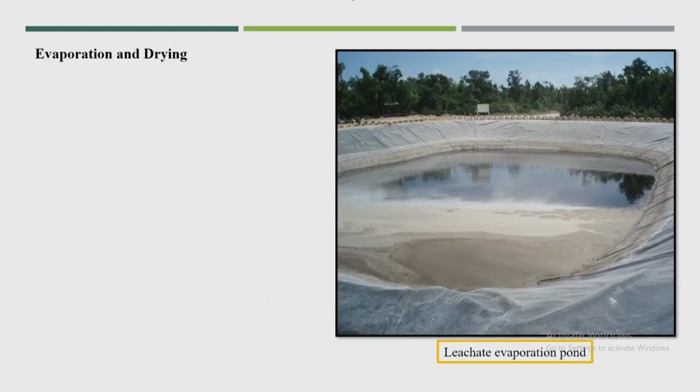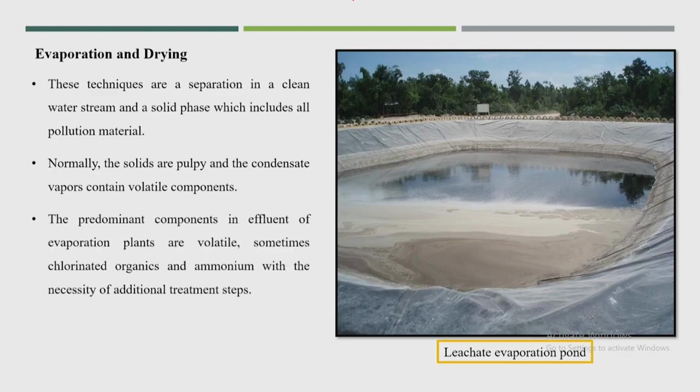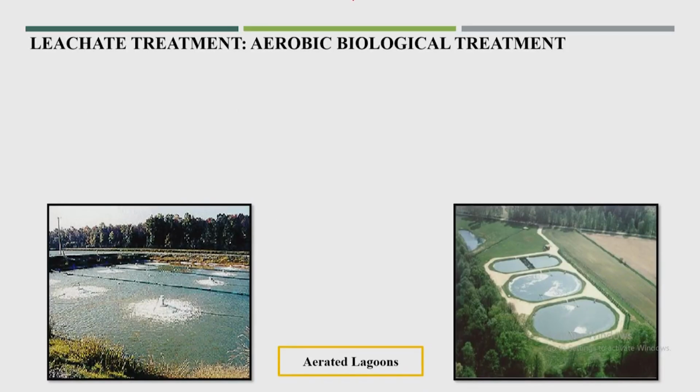Now, one more technology could be evaporation and drying. These techniques separate the clean water stream and the solid phase, which includes all the pollution material. So, you allow the entire leachate to evaporate and dry. And a very common treatment process other than flocculation and precipitation is aerated lagoons. Lagoons are a similar kind of big ponds, where some aerators are provided for the aerobic treatment process.